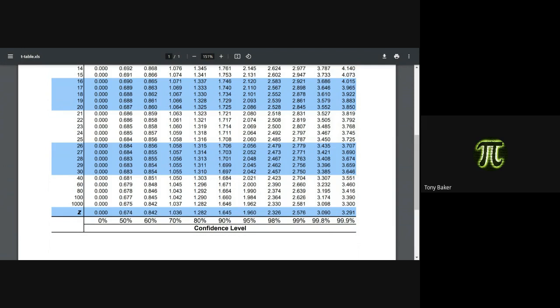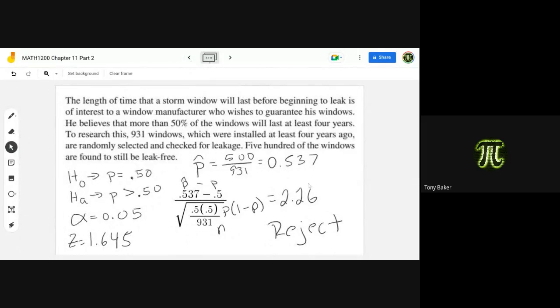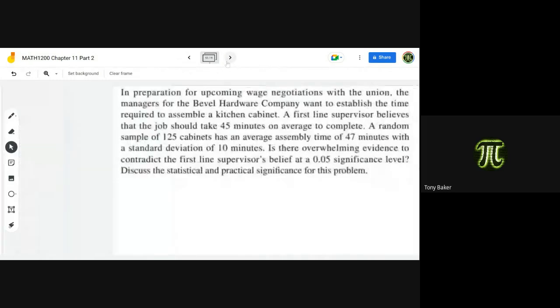This will be our last one. Sorry, I reject. I wrote it while I was on the T table. The number we found, 2.26, is bigger than the one on the table. All right, last one.